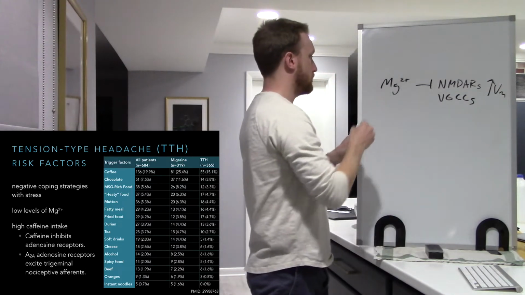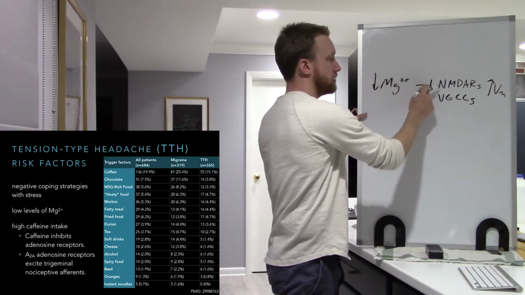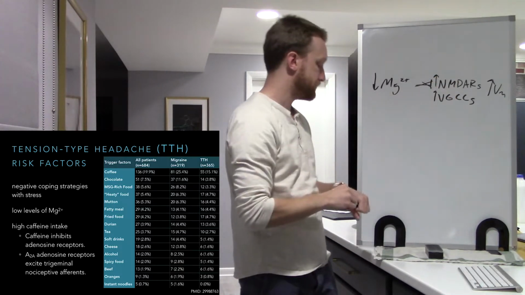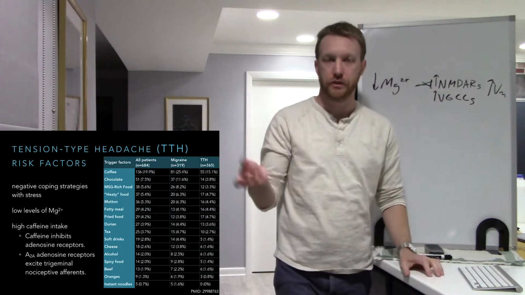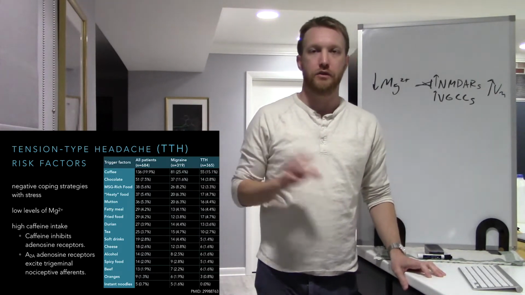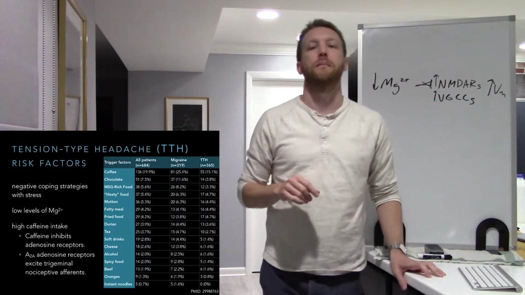So when we have low levels of magnesium, we have less inhibition, therefore we have increased activity of these, leading to activation of the trigeminal nerve. And that's where it's all going to end in this first part. We'll pick it up from there in the second part.